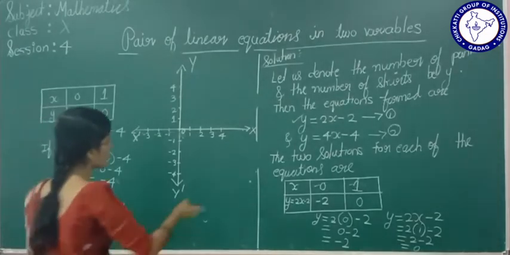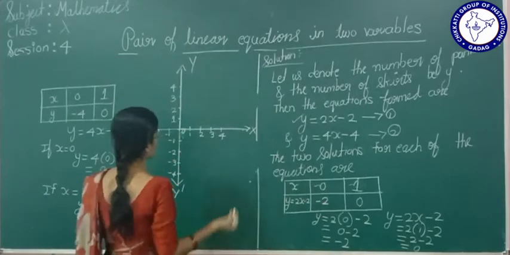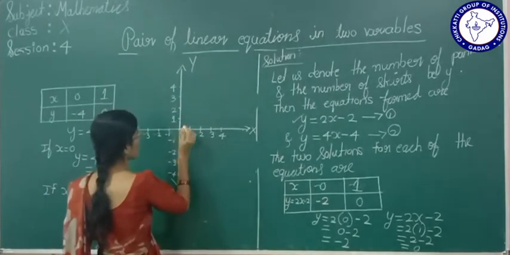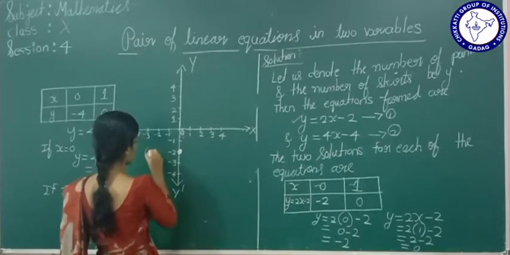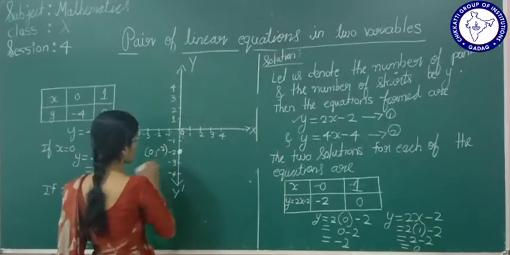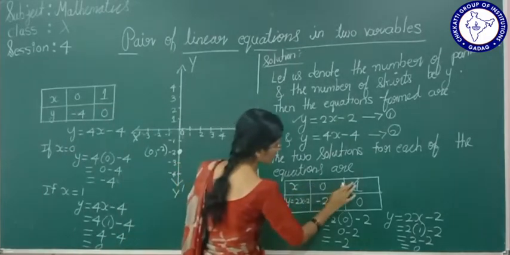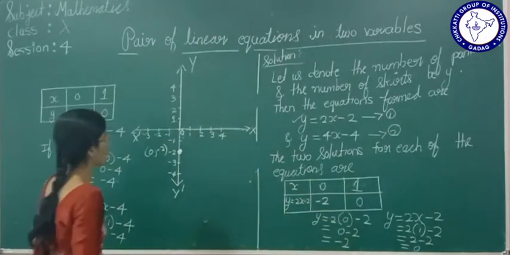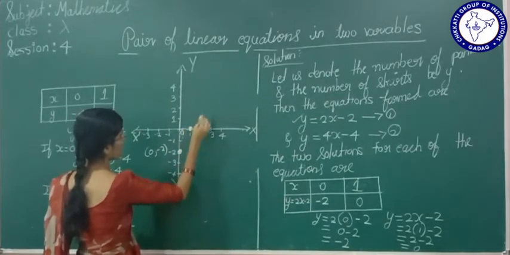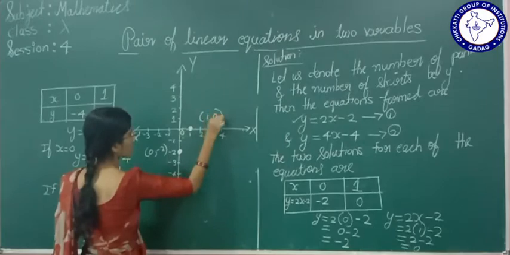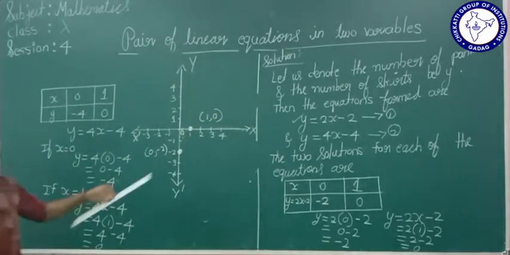Now we are going to plot this in a graph. When x is 0, y is minus 2. The coordinates are (0, minus 2). When x is 1, y is 0. The coordinates are (1, 0). Okay, now we are going to draw this straight line.